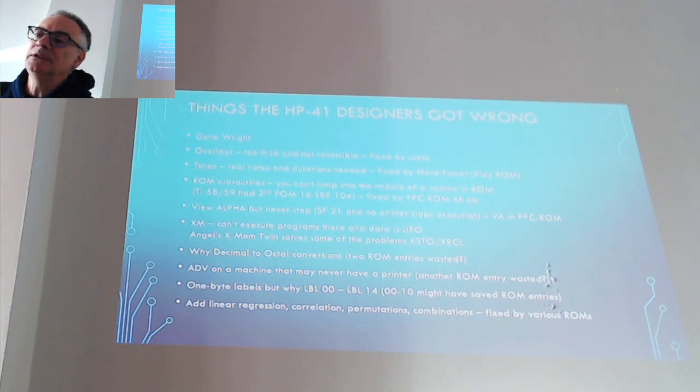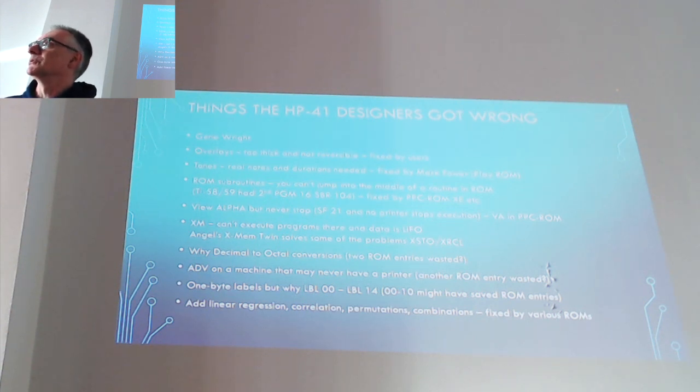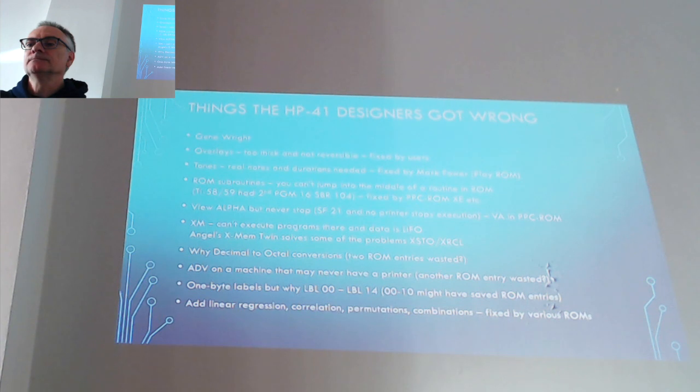So he suggested, well, if you had labels 0 to 10, then we would have saved some entries in the entry table, and you could have given them over to other instructions. Unlike some of the other machines, it did not have linear regression, correlation, or permutations and combinations, and you could have squeezed those in. But the labels are all essentially one ROM routine. It wasn't 15 separate label routines in the ROM, it was one routine.